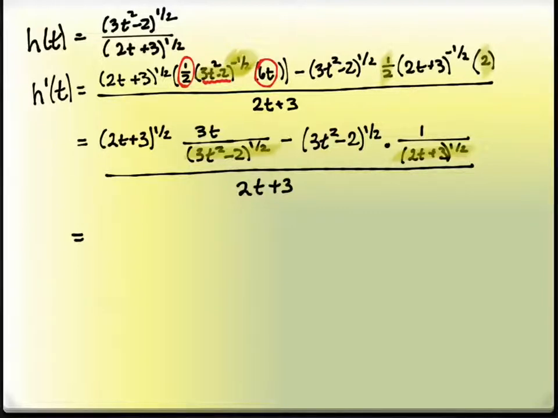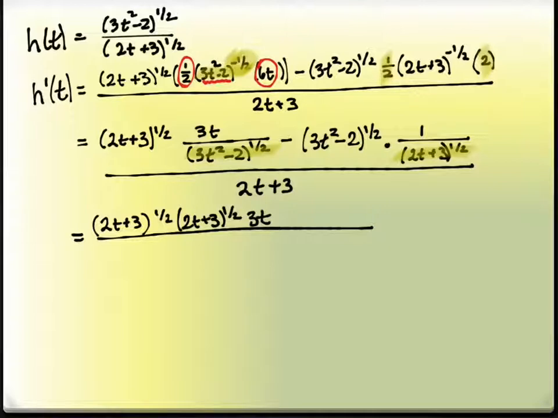So I'm going to have this 2t plus 3 to the 1/2 still in the numerator. And I'm going to multiply by another 2t plus 3 to the 1/2 so that it will have it in the denominator now as well. And I still have my 3t, all over the same 3t squared minus 2 to the 1/2. And then that 2t plus 3 to the 1/2 that I already had. That's what I did. I put those in and they weren't there before. Are we all good with that? They weren't there before.